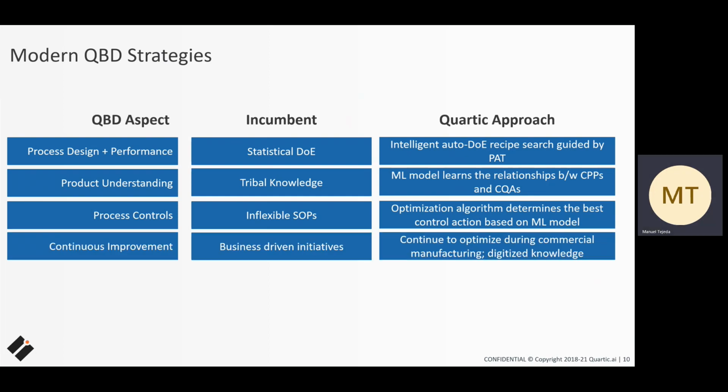And finally, we talked about continuous improvement, which right now, oftentimes it's business-driven initiatives. Here, we can take that bottom-up approach. We can continue to optimize during commercial manufacturing. So I mentioned in the previous step that this optimization algorithm is recommending control actions. That's not limited to the process design period. We can do this during commercial manufacturing so that we're not working with a golden, static recipe.